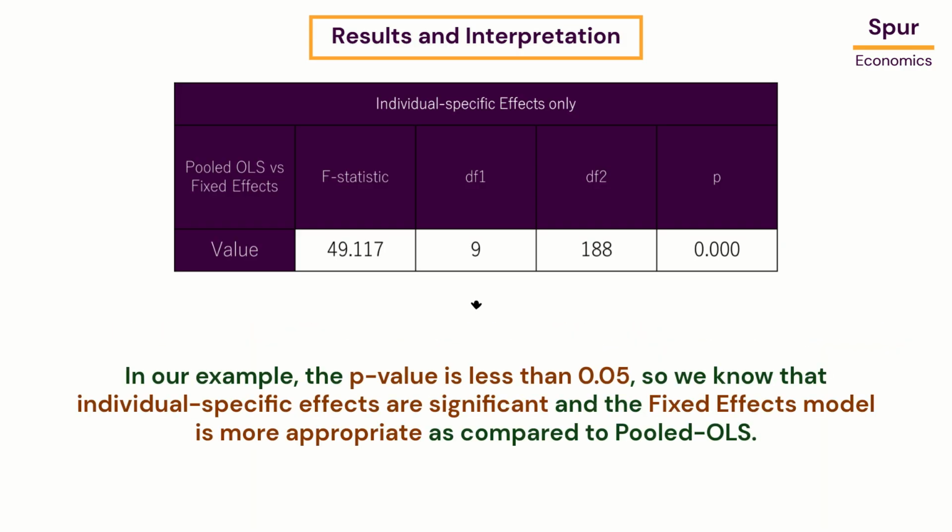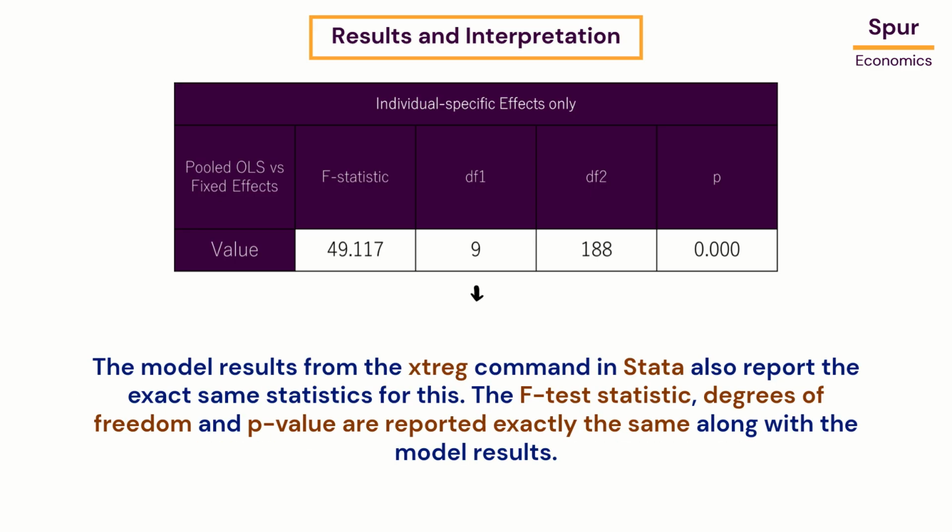In our example, the p-value is less than 0.05, so we know that individual specific effects are significant and the fixed effects model is more appropriate as compared to Pooled-OLS. The model results from the xtreg command in Stata also report the exact same statistics for this. The f-test statistic, degrees of freedom and p-value are reported exactly the same along with the model results.